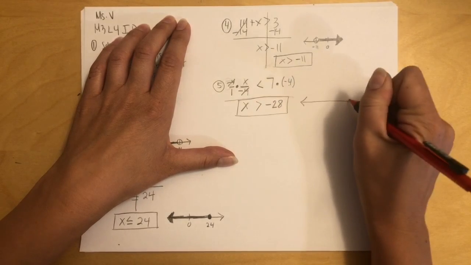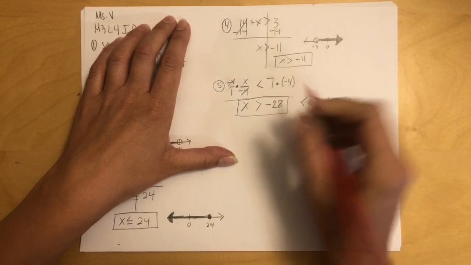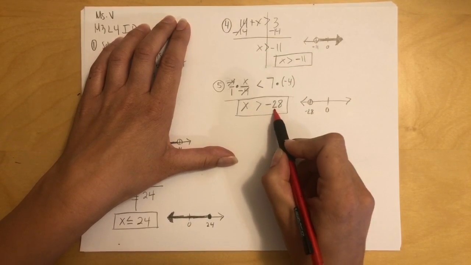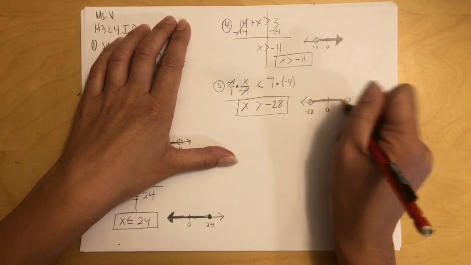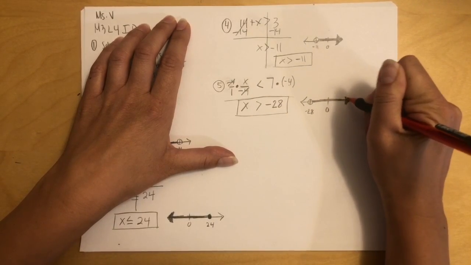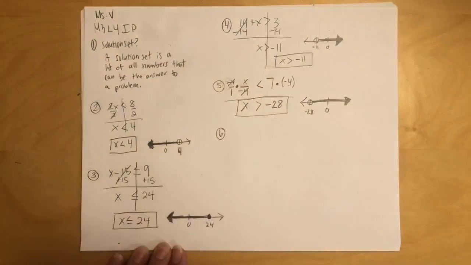And I can draw that. 0, negative 28. And does it include negative 28? No. So it's an open circle or unshaded circle. And there's my answer. Number 6.